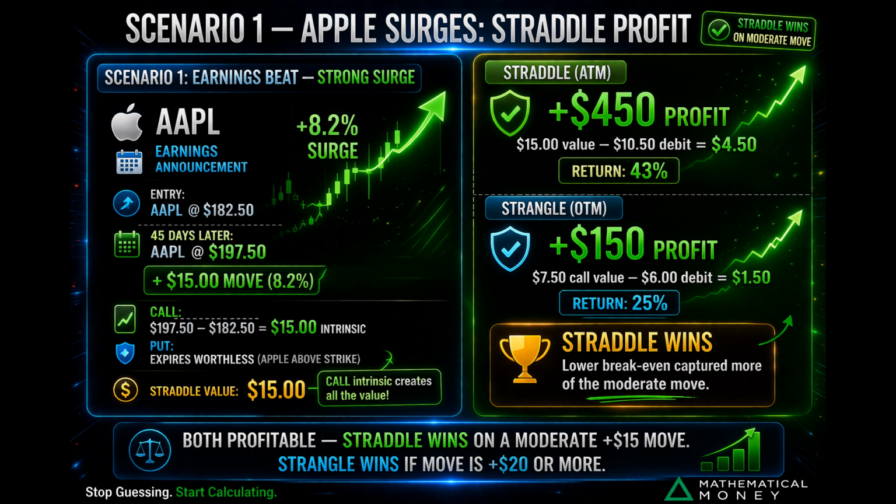For the strangle, the 190 call is worth $7.50 intrinsic. The 175 put expires worthless. Total value, $7.50. You paid $6. Profit, $1.50, $150 per contract. The strangle break-even of 196 was barely reached on a $15 move. The straddle won this scenario because the break-even was lower, despite costing more. A $15 move on Apple, 8.2%, is significant, but the straddle still delivers better return.